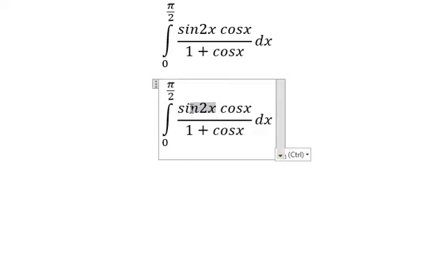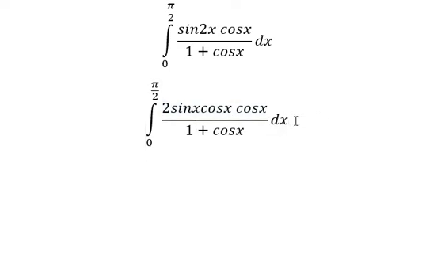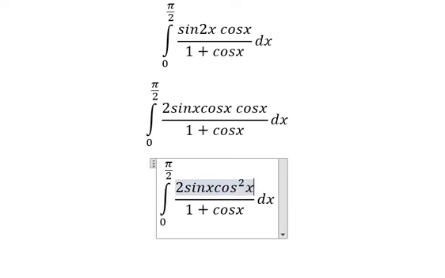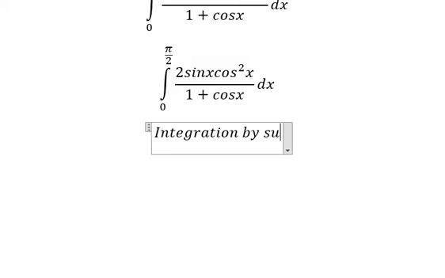About sin 2x, we need to change it to 2 sin x cosine x. Cosine x with cosine x, we have cosine x squared. Next, we need to use integration, integration by substitution.